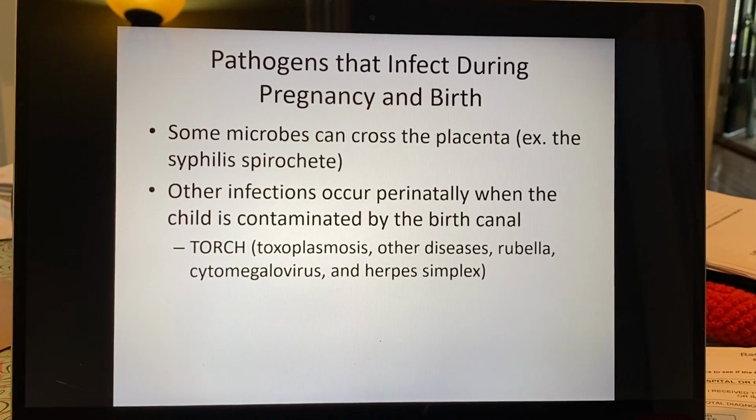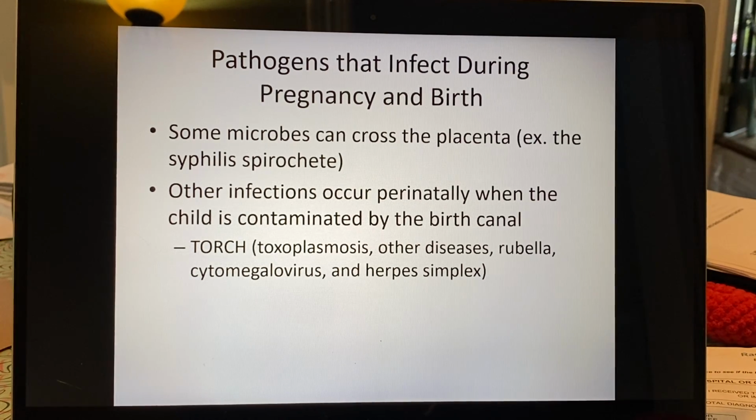So picking up where we left off, there are some pathogens that can infect the baby during pregnancy and also during birth. Probably the one that stands out in terms of pregnancy is the organism that causes syphilis, because this can actually cross the placental barrier. So the baby can actually be born with syphilis.